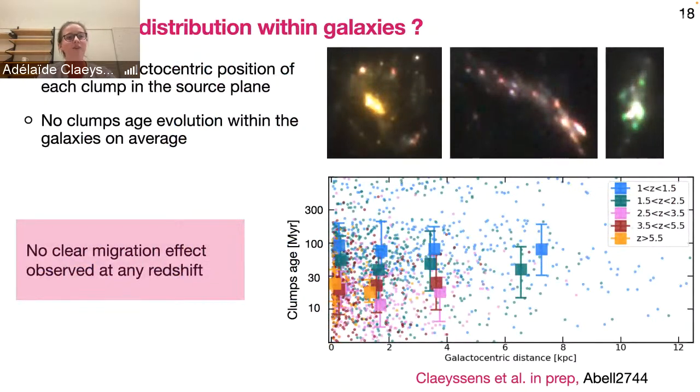Yes. And we can also study the migration scenario I just explained by testing whether we can observe an age gradient within the galaxy. For instance, clumps becoming older toward the center of the galaxies could support this migration scenario. So we measured the galactocentric position of the clumps in the source plane, without lensing effects, in these 5 redshift bins. And we plotted the clump's age versus galactocentric distance, and we do not see any clear trend in any of the redshift bins.